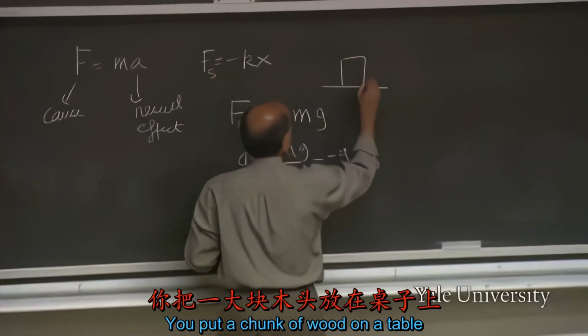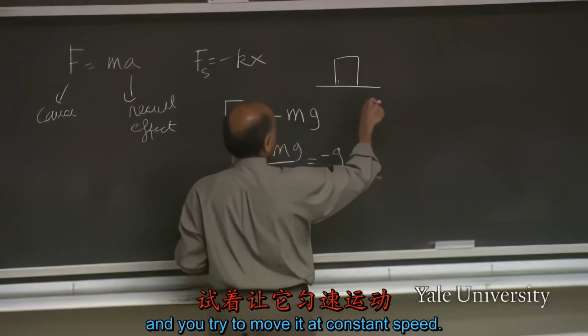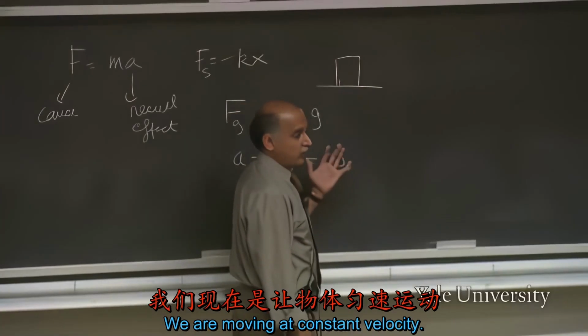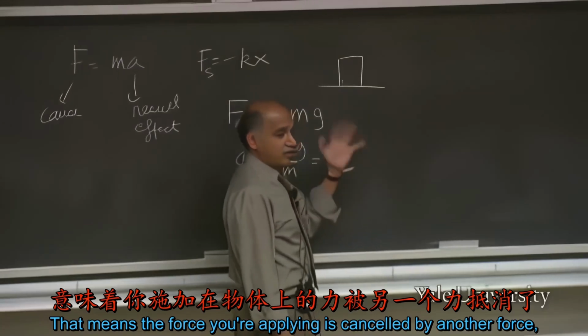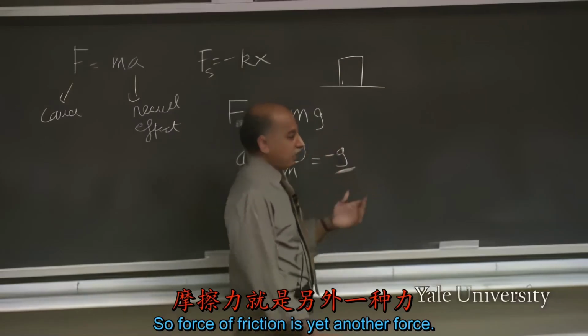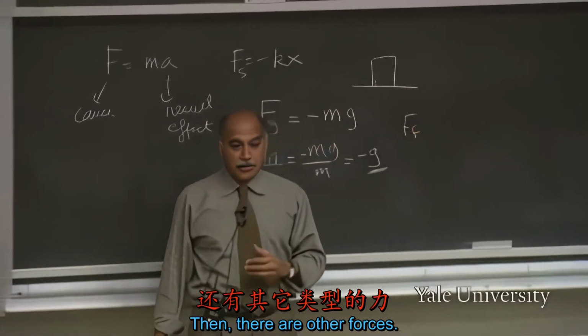You put a chunk of wood on a table and you try to move it at constant speed, then you find that you have to apply a minimum force. But you're moving at constant velocity. That means the force you're applying is cancelled by another force, which has got to be the force of friction. So the force of friction is yet another force. Then there are other forces, right?